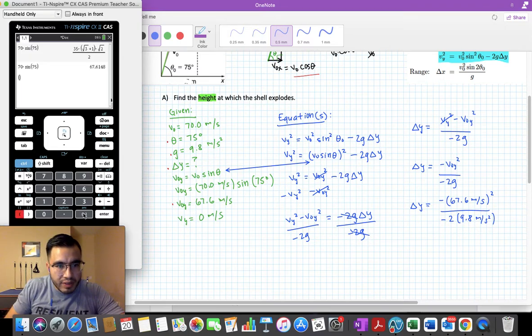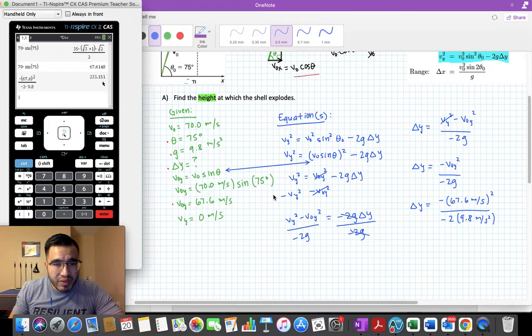So parentheses, negative, parentheses, 67.6 squared divided by parentheses, negative, parentheses, 2 times 9.8. And the height is 233.15 meters. We're using just 3 numbers for significant digits, as you can see.